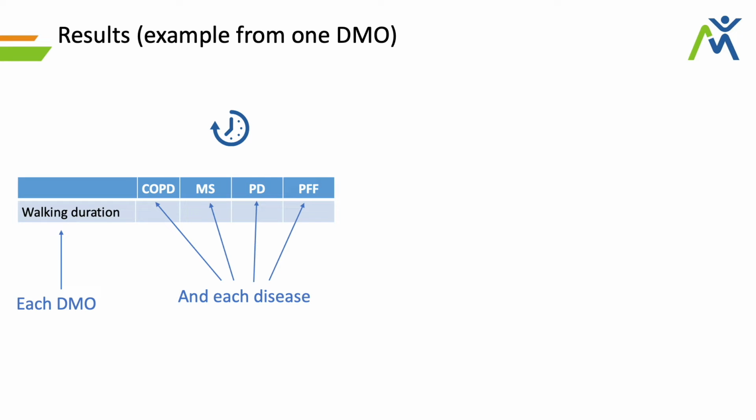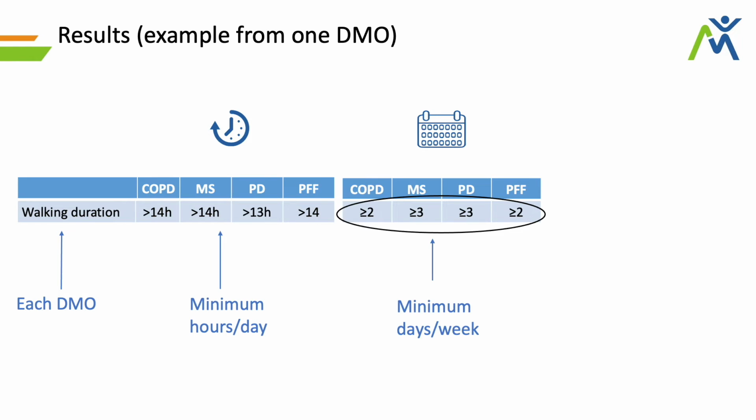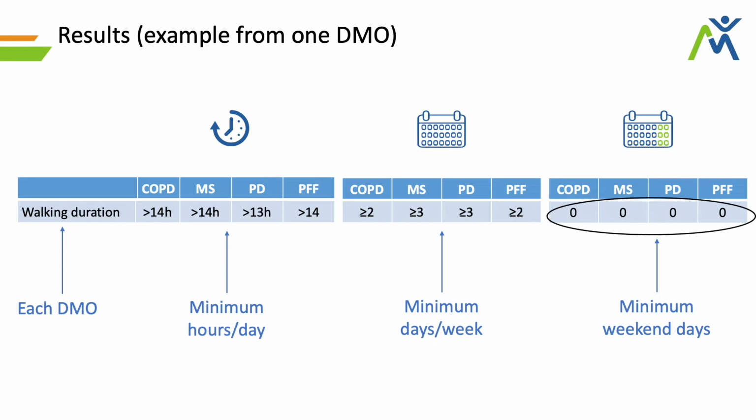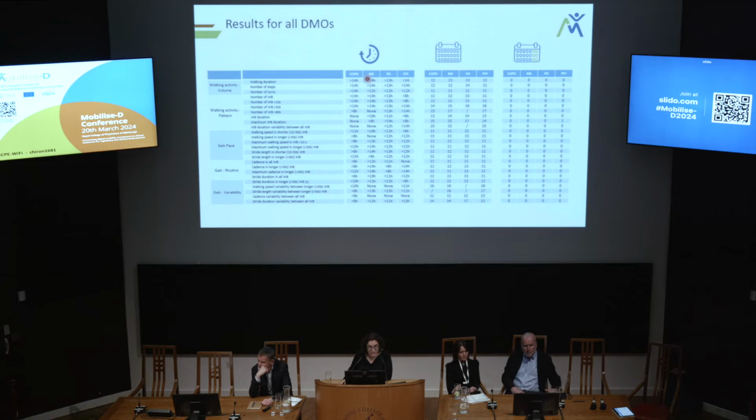So again, for each DMO and each of the diseases, we obtained a minimum number of hours per day that would be required, a minimum number of days per week that would be required, and a minimum number of weekend days. And when we have this for all the DMOs, and I'm not going to read it, in general, we observe that there are no relevant differences between diseases. There are differences between the groups of DMOs. So some DMOs are more sensitive, let's say, to the wearing time. And then we went on a very conservative approach. So we want to select the minimum time that would allow most of the DMOs to be valid and reliable.